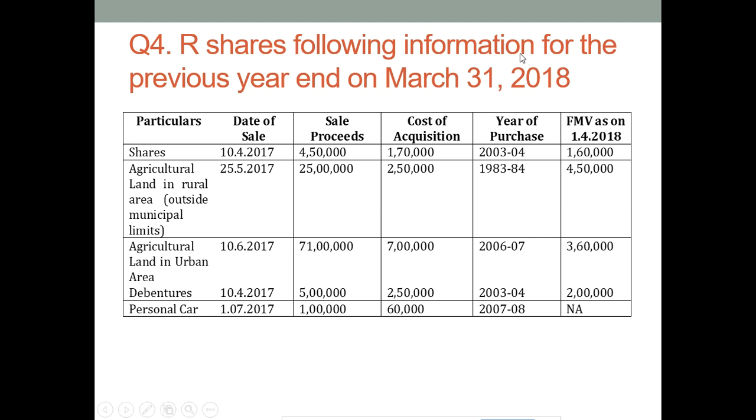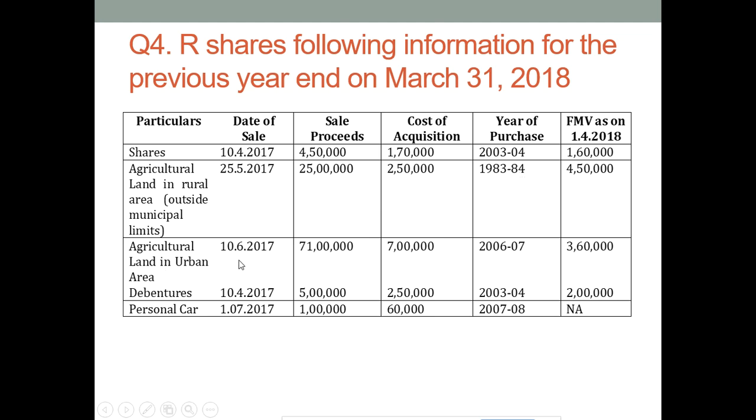R shares the following information for the previous year ending on March 31, 2018. So he has got 1, 2, 3, 4, 5 kinds of assets. Shares: date of sale is 10th April 2017 for rupees 4,50,000, which he acquired for rupees 1,70,000 in 2003-4, and the fair market value on 1st April 2018 is 1,60,000. Agricultural land in rural area outside municipal limits, specifically mentioned. It was sold on 25th May 2017 for rupees 25 lakhs. Cost is 2,50,000. Year of purchase is 83-84.